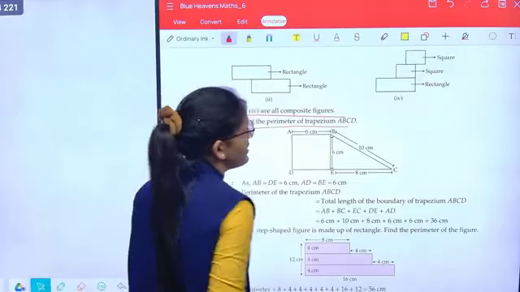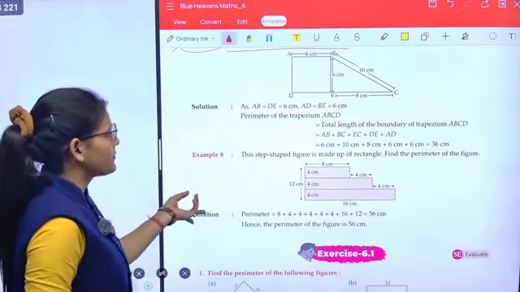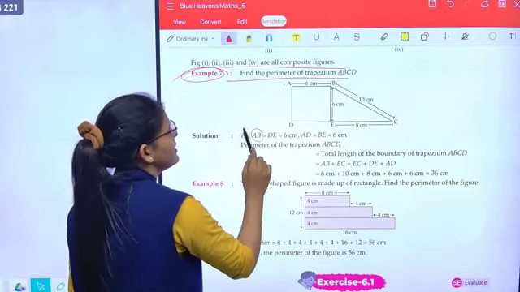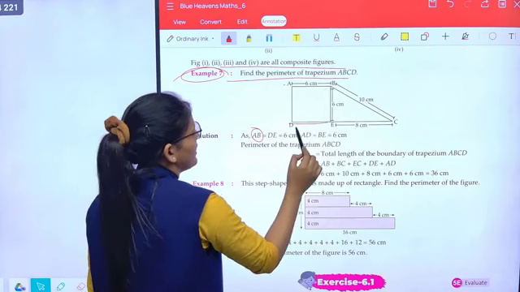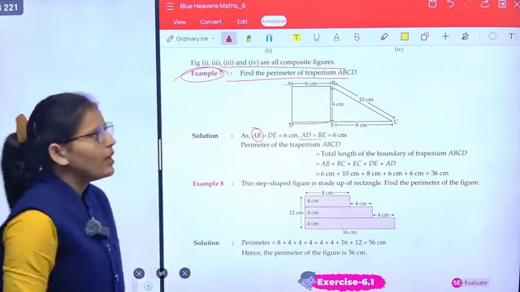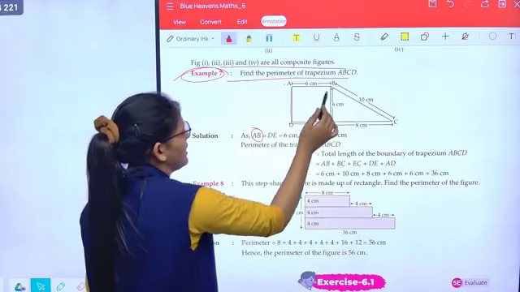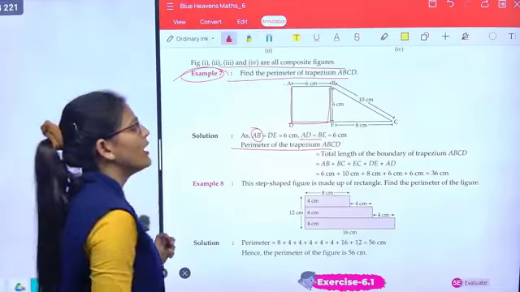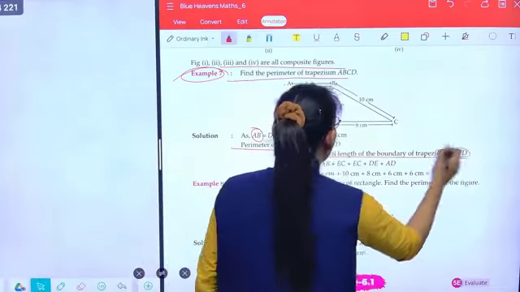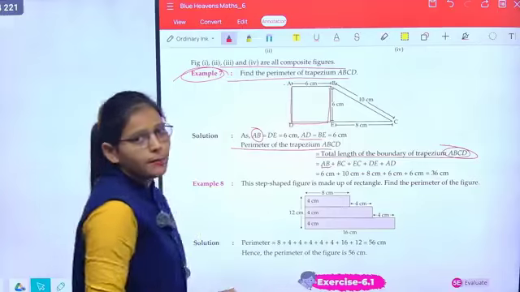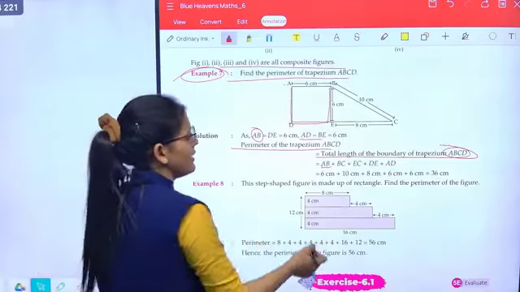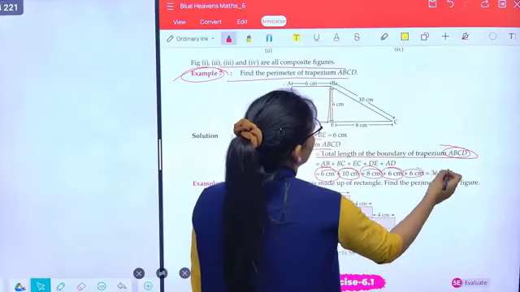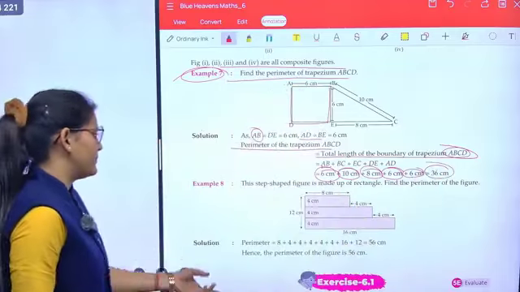Find the perimeter of trapezium ABCD. A, B, C, D. As AB is equal to BE, AD is equal to BE. Perimeter of the trapezium ABCD, total length of the boundary of trapezium ABCD, AB plus BC plus EC plus DE plus AD, that's 6 centimeter, 10 centimeter, 8 centimeter, 6 centimeter, that is total 36 centimeter.